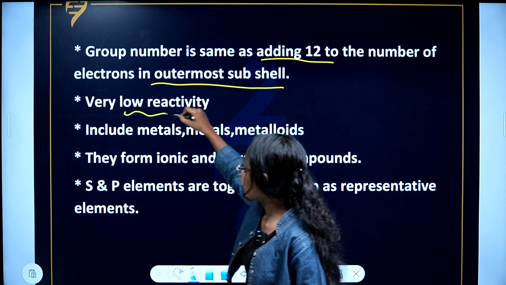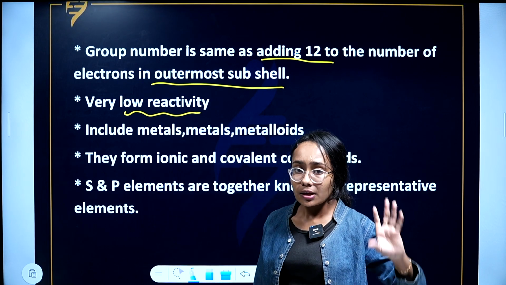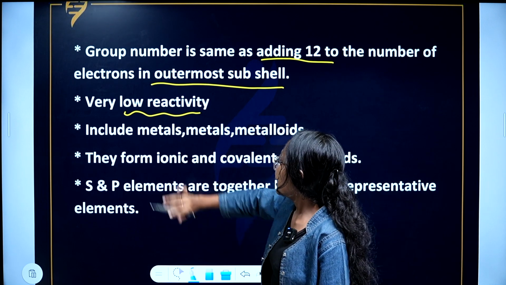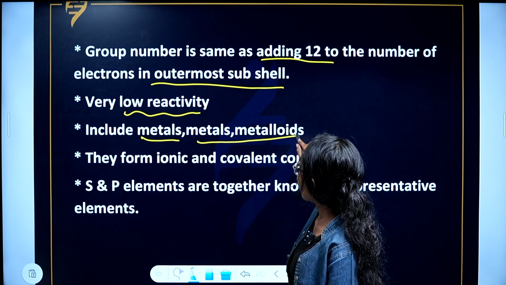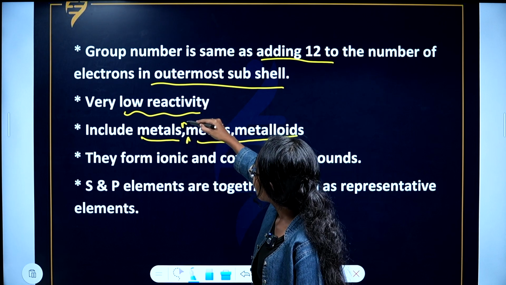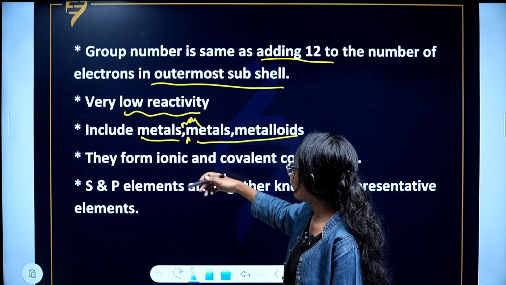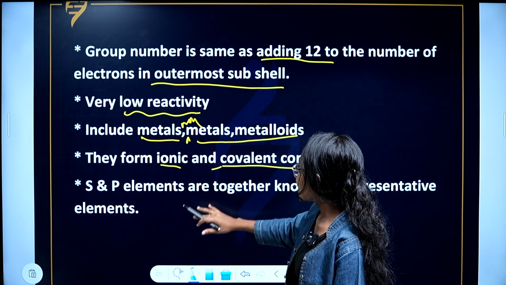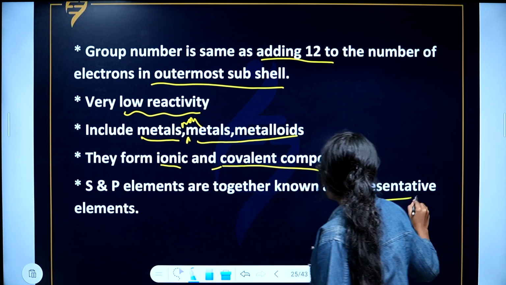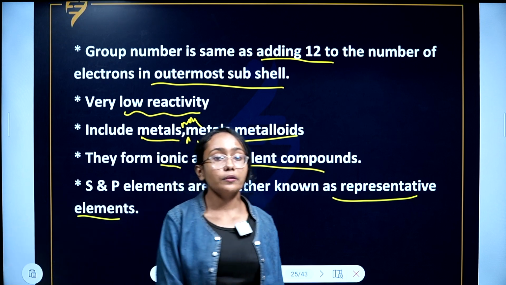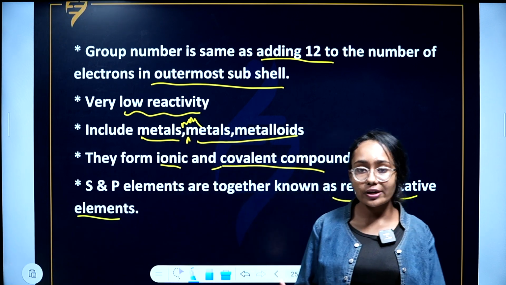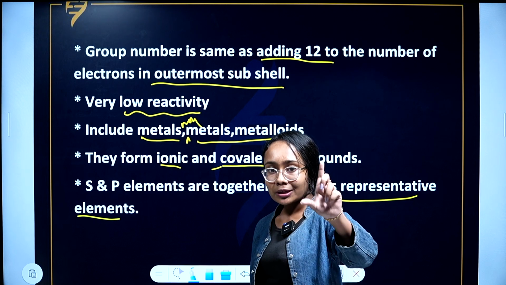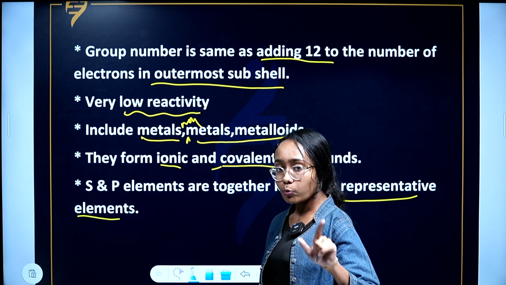P block elements have low reactivity, while s block elements have high reactivity. They include metals, non-metals and metalloids. They form ionic as well as covalent bonds. S and p elements are together known as representative elements. Very important. P block elements are in groups 13 to 18. S block elements are in groups 1 and 2.